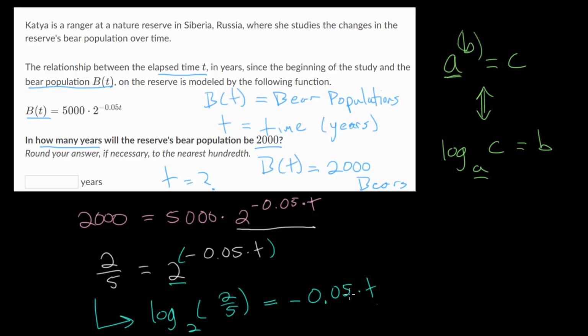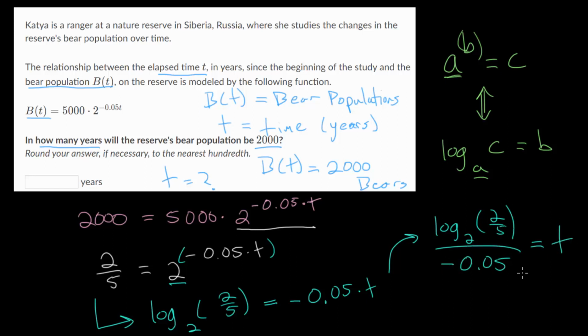And we need to solve this for t. So we'll have to divide each side by this minus 0.05. So if we do that, we have log base 2 of 2/5 divided by minus 0.05, and this is equal to t. So this is our exact answer, but we need to come up with a decimal answer that we can round. So we need to use a calculator at this point.